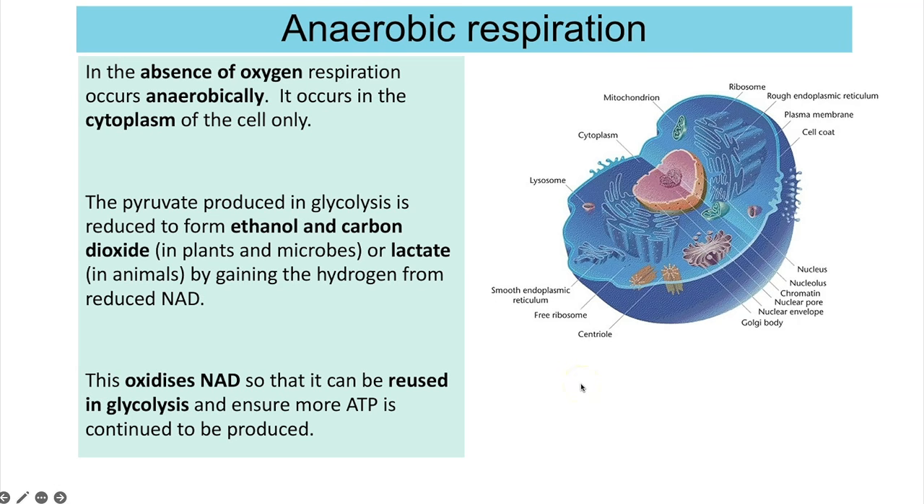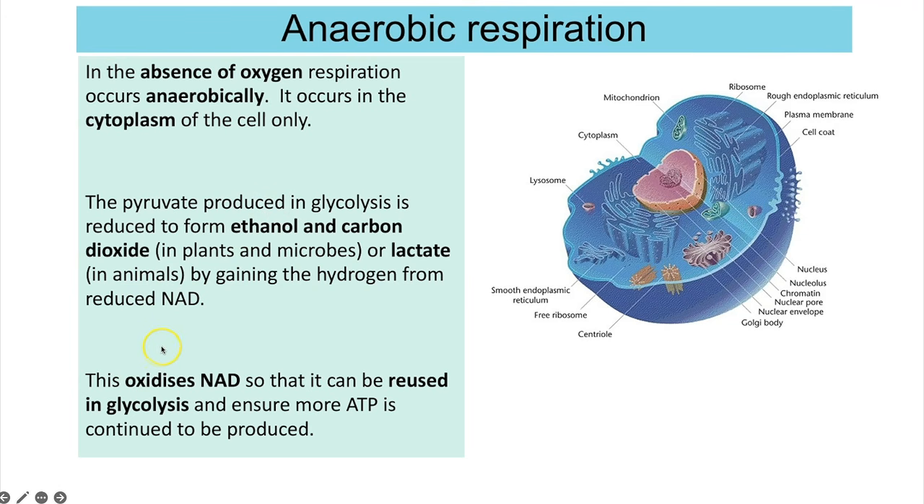So we then move on to anaerobic respiration, which is respiration in the absence of oxygen, and it only occurs in the cytoplasm of the cell. It involves only glycolysis from the stages we just saw, and the pyruvate that's made in glycolysis, in anaerobic respiration, it's reduced instead of oxidized. And in plants and microbes, it's reduced to form ethanol and carbon dioxide. In animals, it's reduced to form lactate or lactic acid. And this is done by the pyruvate gaining the hydrogen from the reduced NAD that were made in glycolysis.